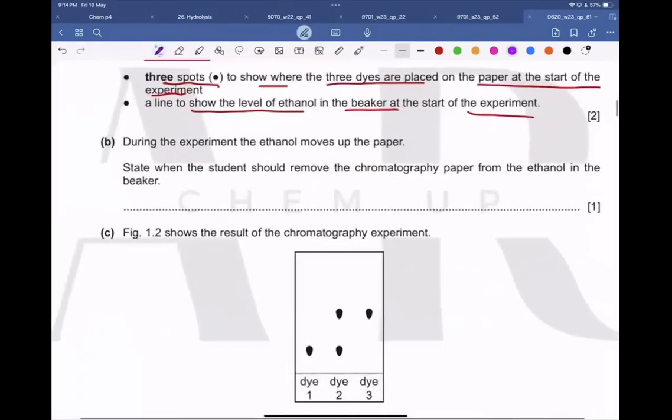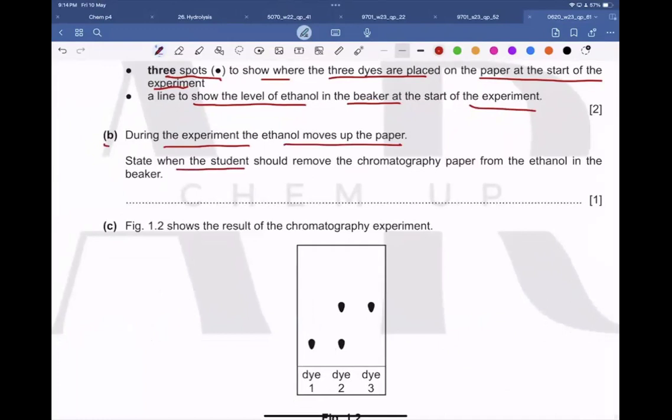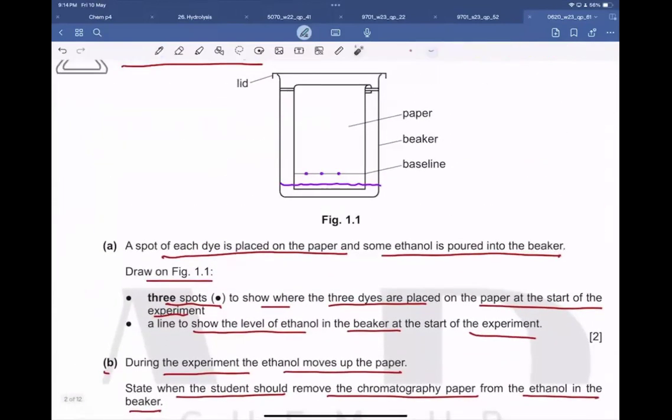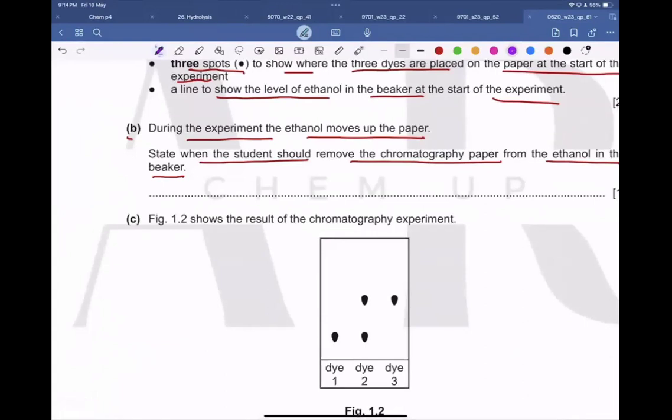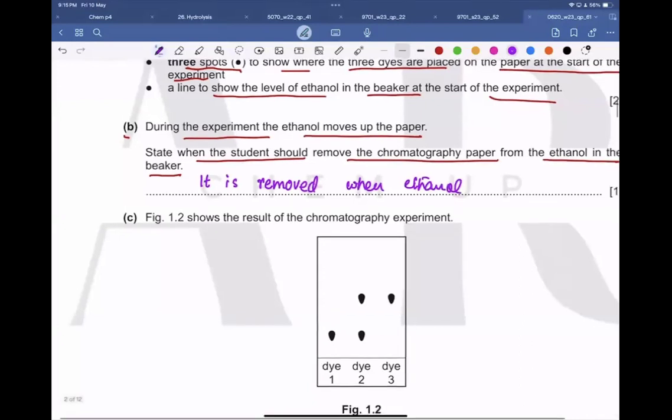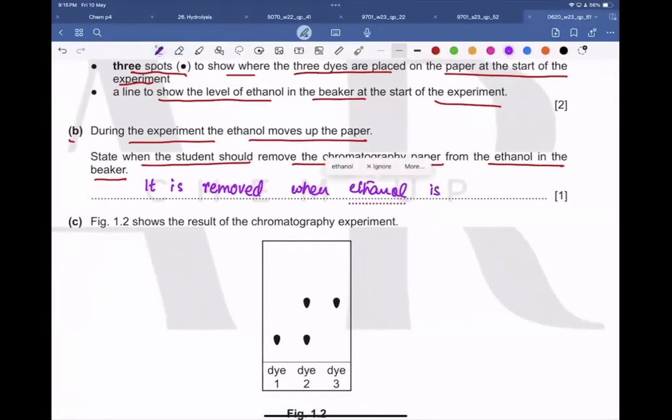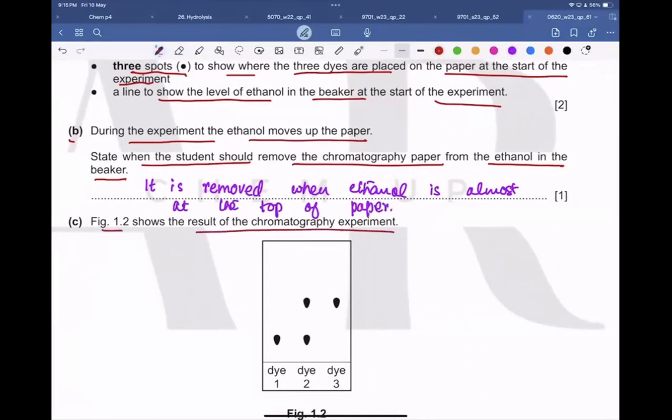Okay. So after this B part, during the experiment, the ethanol moves up the paper. State when the student should remove the chromatography paper from the ethanol in the beaker. So ethanol starts to rise up in the beaker, and when it reaches almost the top, we will remove it. It is removed when ethanol is almost at the top of the paper. Okay.